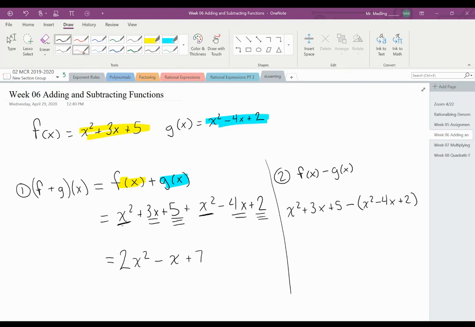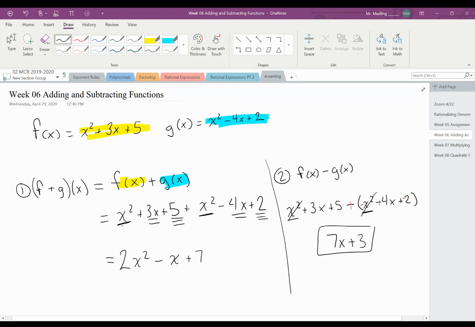Now, I think it's easier if you change that subtracting to adding the opposite. So I'm going to make this a plus sign, and everything in the parentheses is going to become opposite. So a minus x squared plus 4x and a minus 2. And now I just combine like terms. I have x squared minus x squared. Those completely cancel. 3x plus 4x is 7x. And then 5 minus 2 is 3.